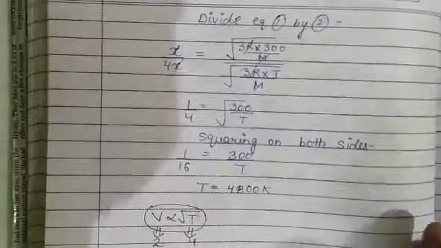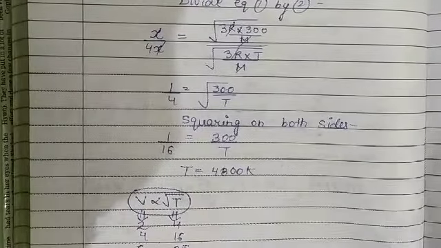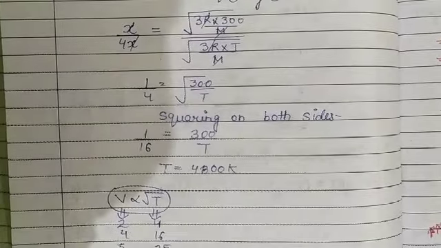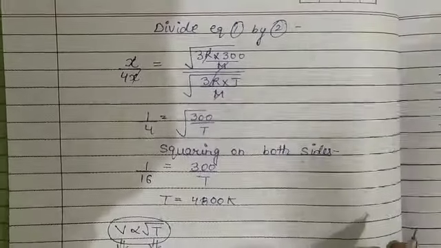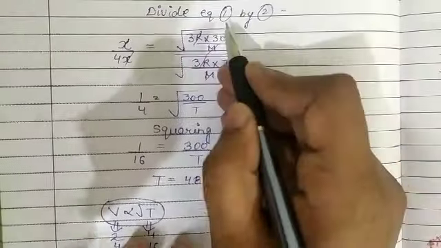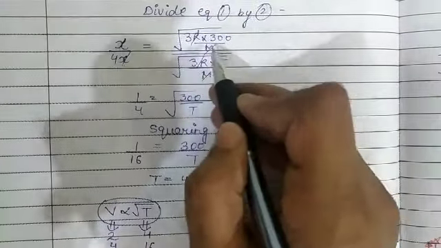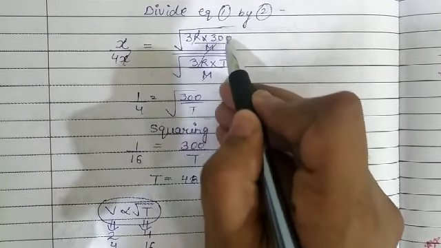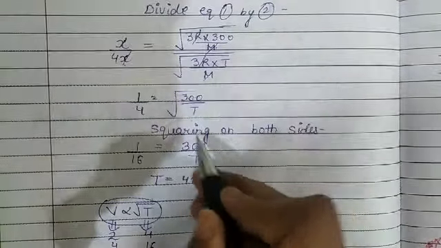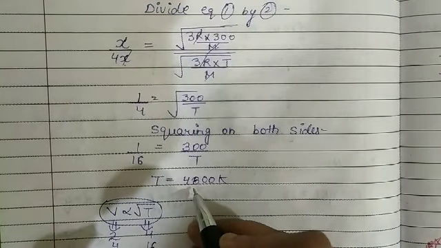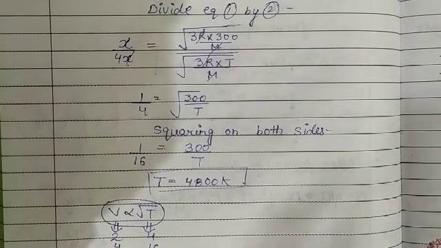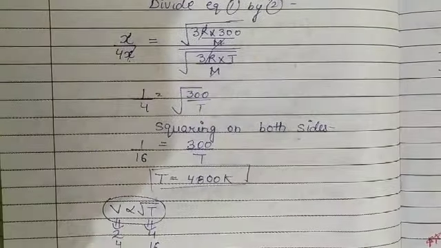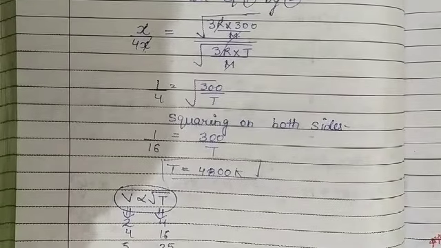Now take the ratio. When we divide equation 1 by equation 2, we get x by 4x is equal to root of 3R into temperature 300 by M, over root of 3R into T by M. Now squaring both sides, the temperature comes out to be 4800 Kelvin.